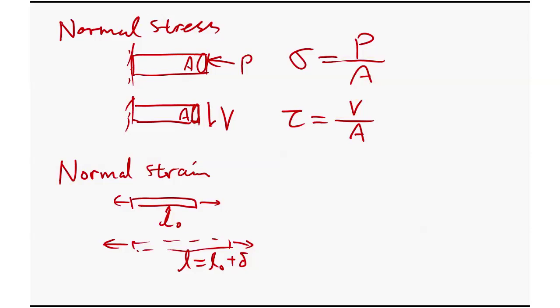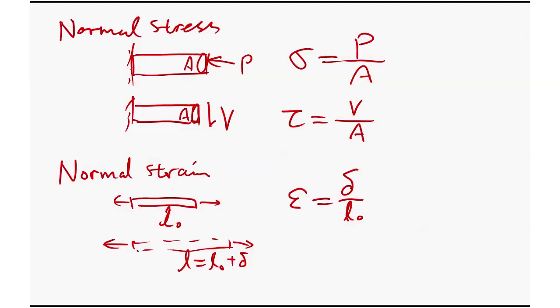So therefore, you need the dimension taken into consideration. So we define the deformation to normalize with the dimension. We define strain, and we use epsilon to define the intensity of the deformation. So that's L there, and that's normal strain.